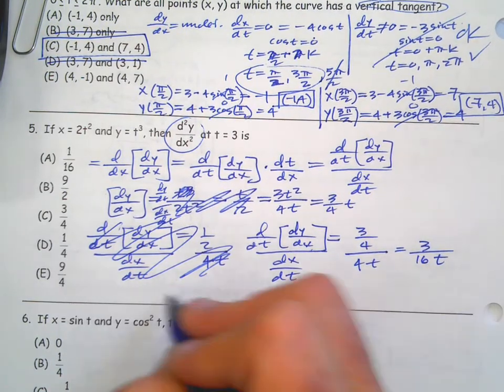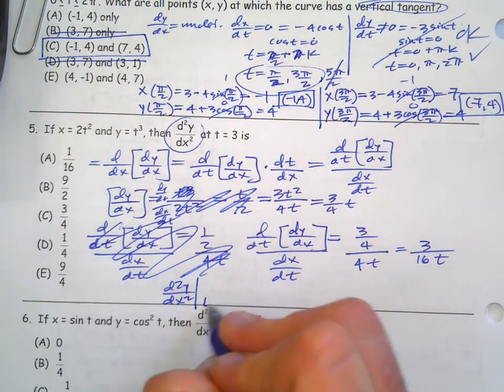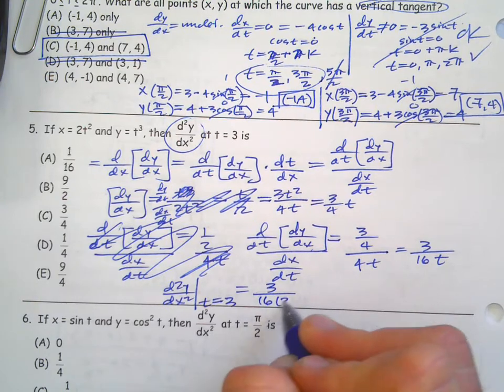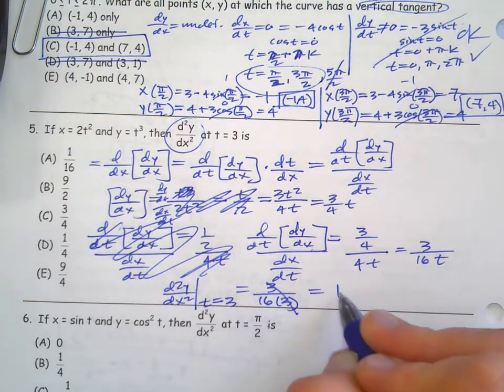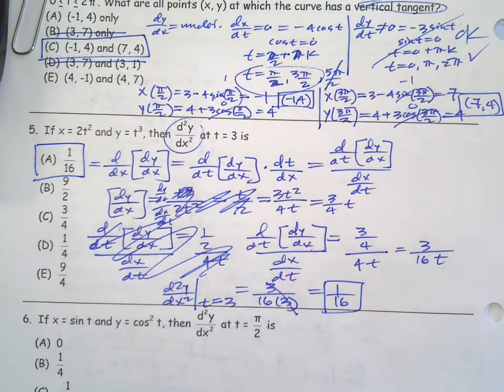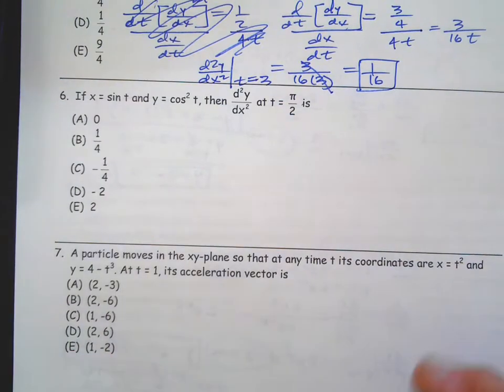And then we're going to plug in time 3. So it's going to be 3 over 16 times 3, which is 1/16. 1/16.